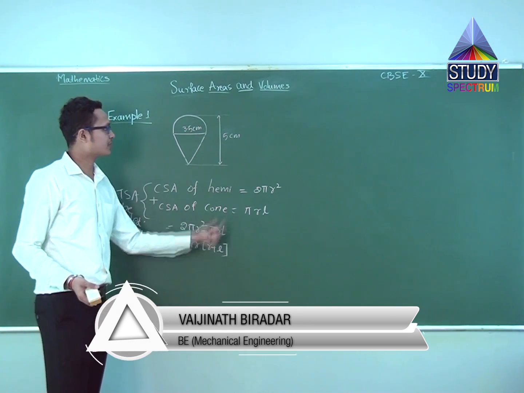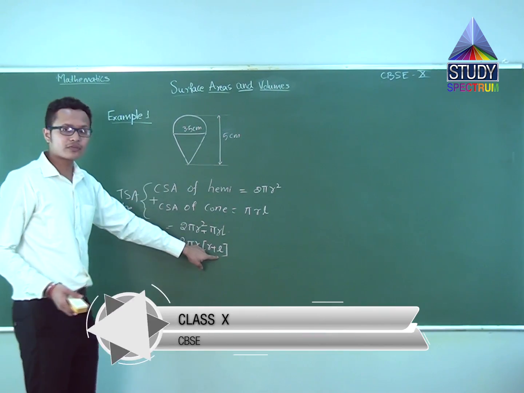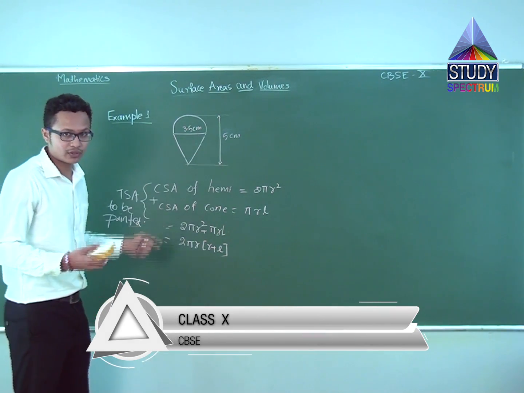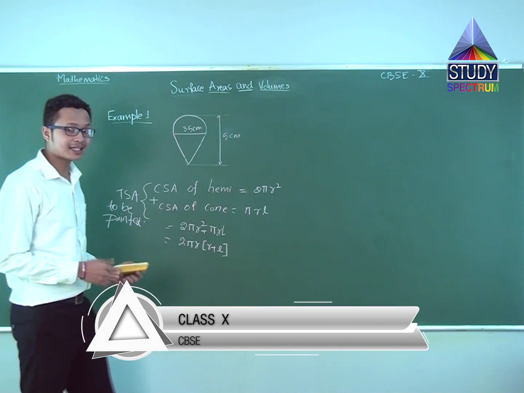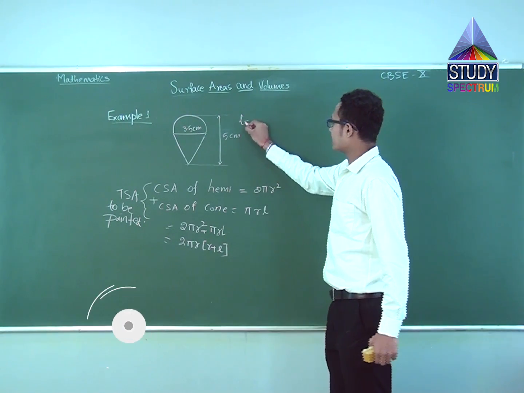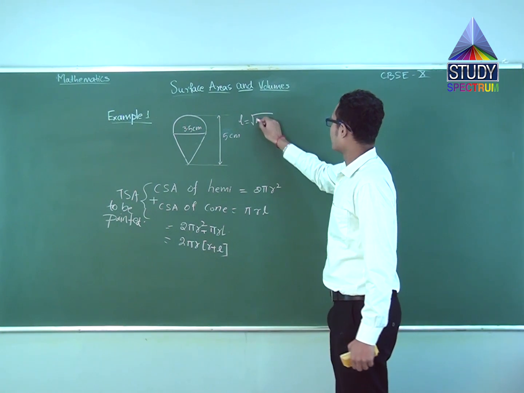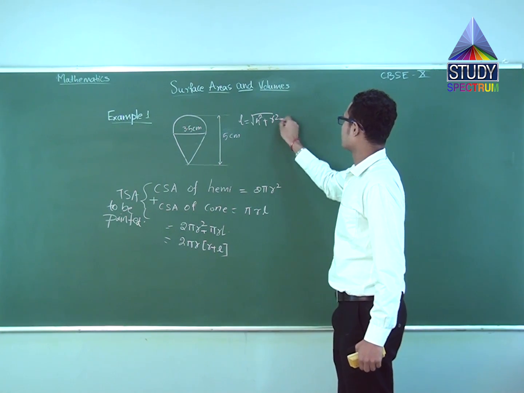Well, before we substitute the value of r, we do not have L here. We have the height of the toy, but we require the slant length of the cone, which we don't have. We have to calculate it. Let's calculate it. L is equal to root of h square plus r square.